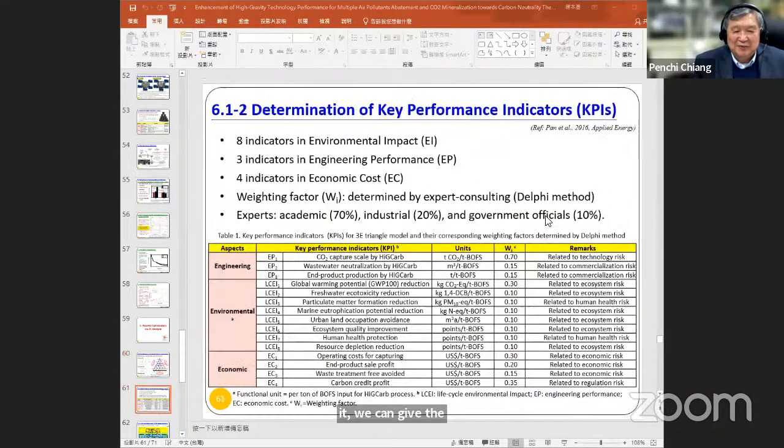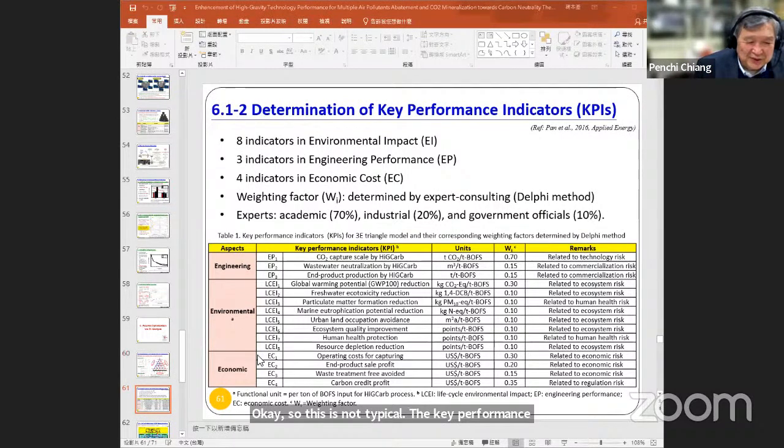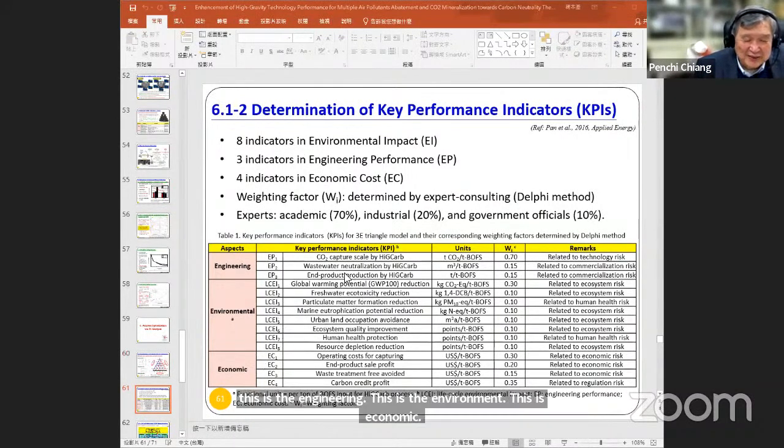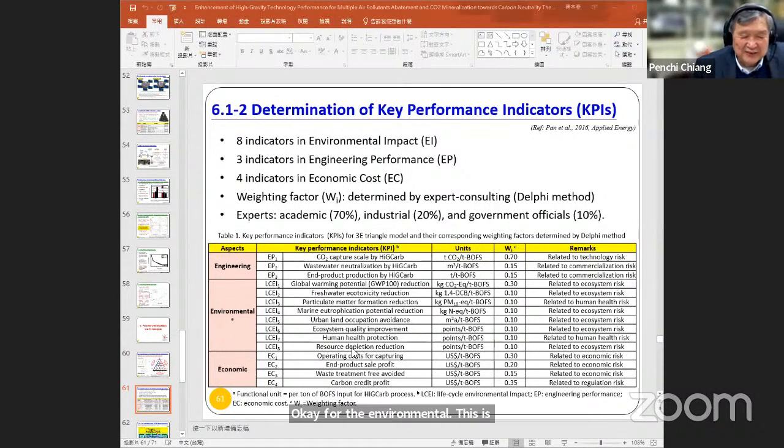So this is the typical key performance indicator shown here. This is the engineering, this is the environment, this is the economic. For the environmental, this is our concern based on the life cycle analysis. So the different software and the different inventory data always give you such an indicator. So you have to evaluate seriously.